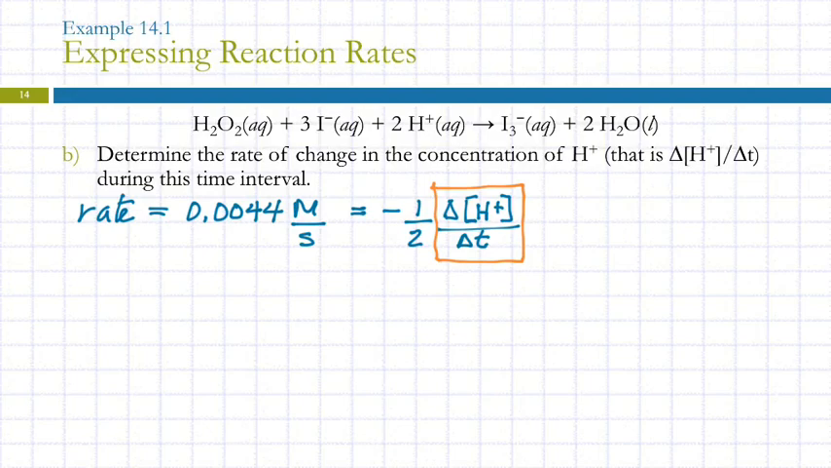Multiply both sides by -2. So the change in the H plus divided by the change in time. We're taking this 2 and multiplying it by the other side, and then we're involving that negative as well. And so we're going to end up with negative 0.0088. And the units have not changed. We didn't do anything with units. Molarity per second. Any questions?